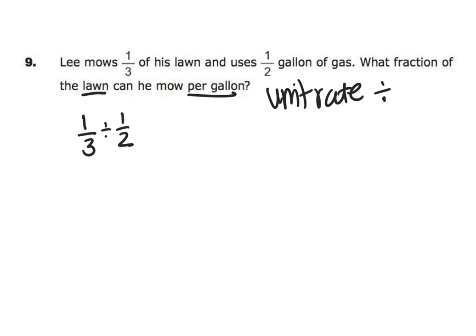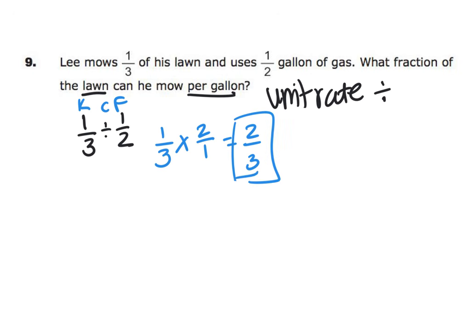Remember, when we divide fractions, we keep, change, flip. So we're going to keep the 1/3. My division becomes multiplication, and my 1/2 becomes 2/1. Now I'm just going to multiply straight across. 1 times 2 gives me 2. 3 times 1 gives me 3. So my answer is 2/3 of his lawn per gallon. You could always take this to a repeating decimal, and then you will not have to flip. But remember, to do the 3 repeating, you need to go all the way to the end of the calculator.